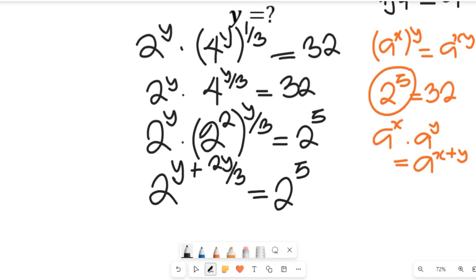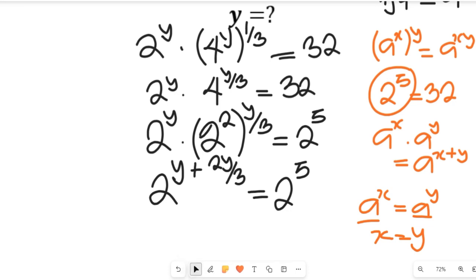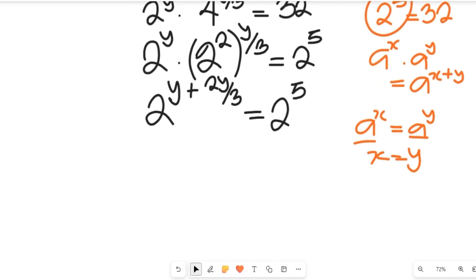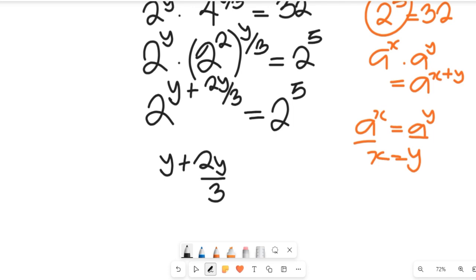Good. Now we have a situation where we have the same base. If we have a to the power of x equal to a to the power of y, definitely because we have the same base, x will be equal to y. So we simplify with the fact that we have the same base. That will give us y plus 2y divided by 3, and this will be equal to 5.